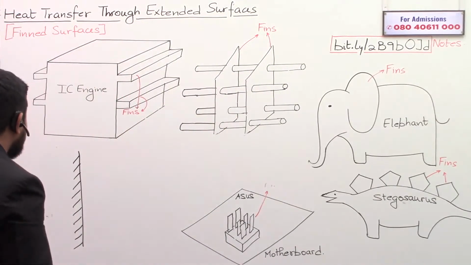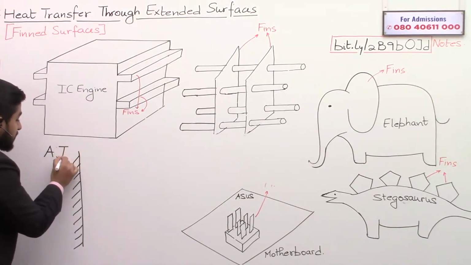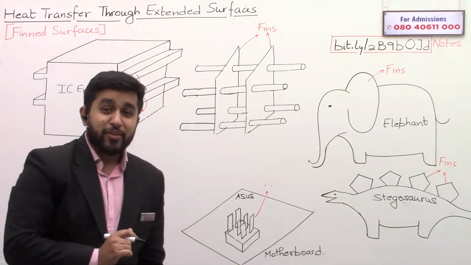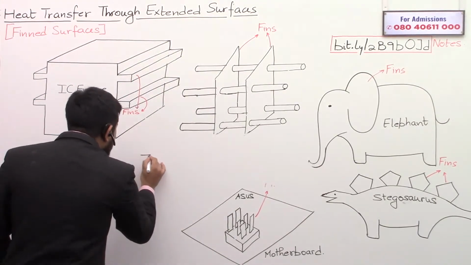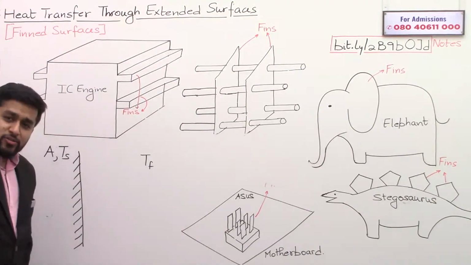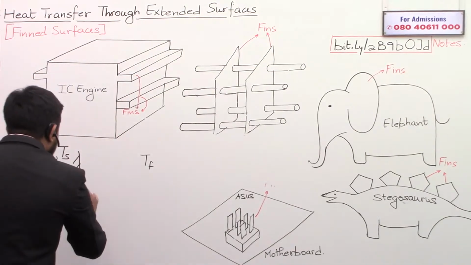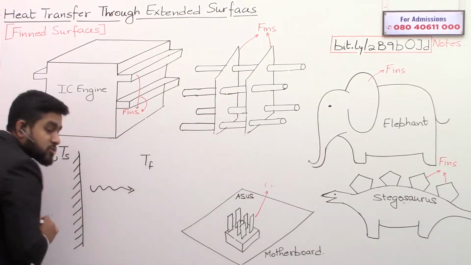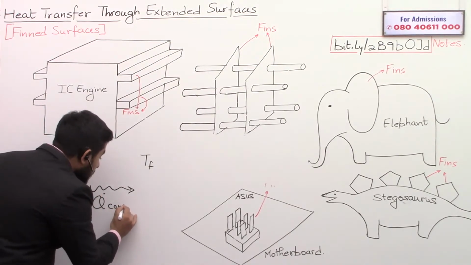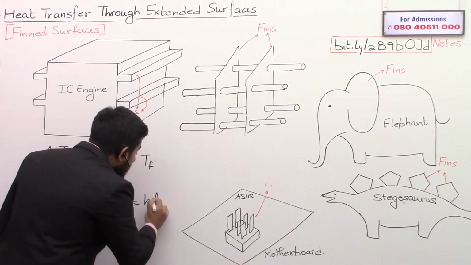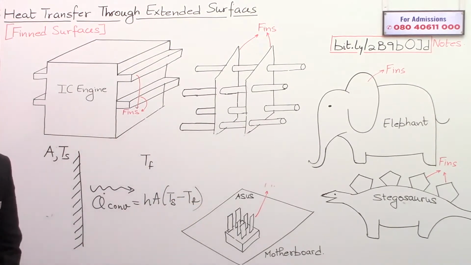So we have a solid surface which has an area A, and the temperature of the solid surface is Ts. Now this surface is surrounded by some fluid, and that fluid has a temperature Tf. Whether it is forced convection or free convection, the convection can be written by Newton's law of cooling. And Newton's law of cooling says that Q dot convection is equal to hA into (Ts minus Tf), right? This is Newton's law of convection.